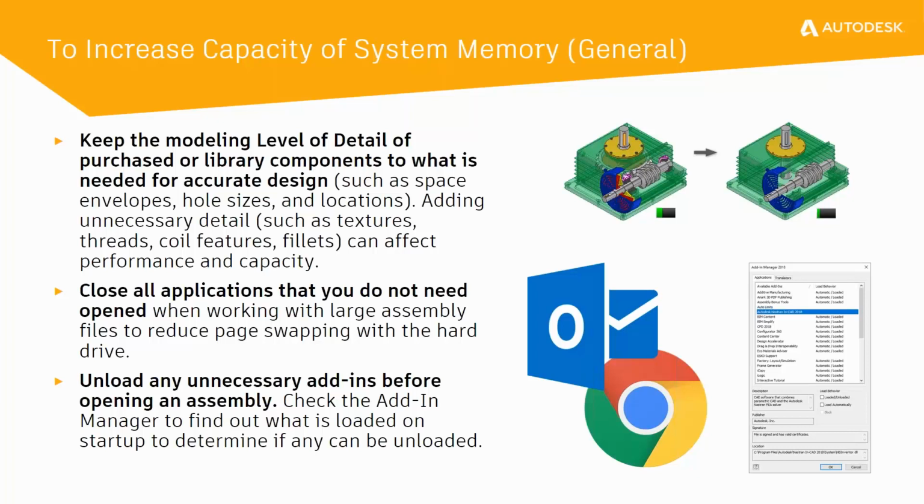modeling level of detail of purchased or library components to what is needed for accurate design. So try and use space envelopes, hole sizes and locations where appropriate, and adding unnecessary information such as textures, threads, coil features and fillets can flow on to impact the performance and capacity of your system.